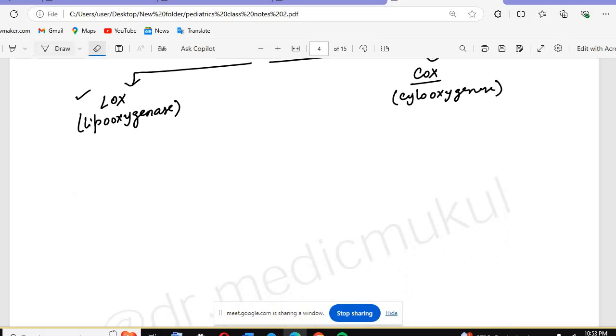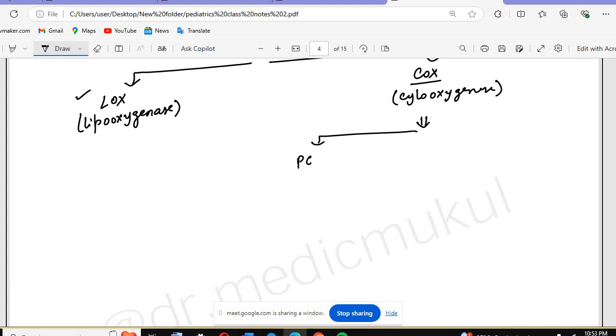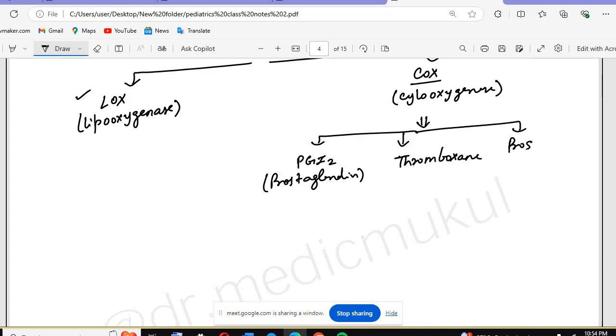So there will be some compounds: we have PGI2, thromboxane, and the prostacyclins. These are known as the prostaglandins, and you can say PGD2 and PGE2. These are the types of prostaglandins.